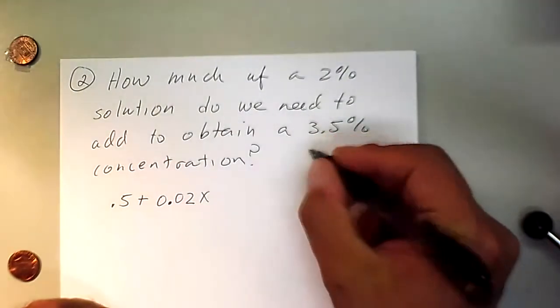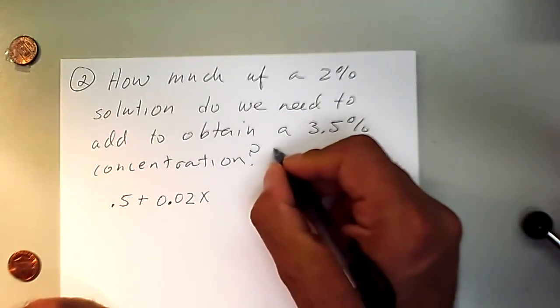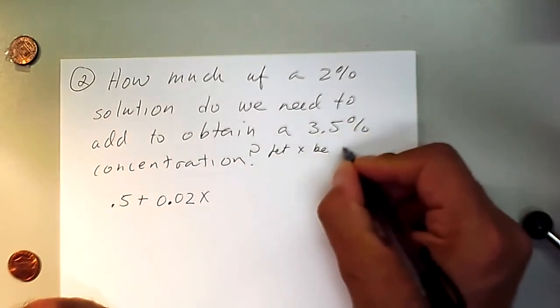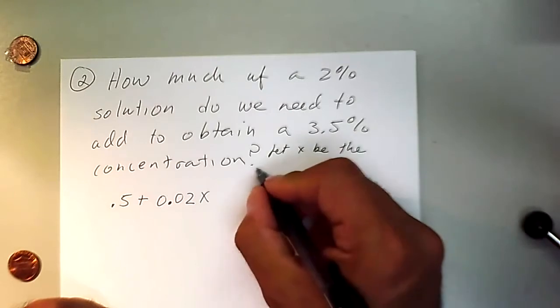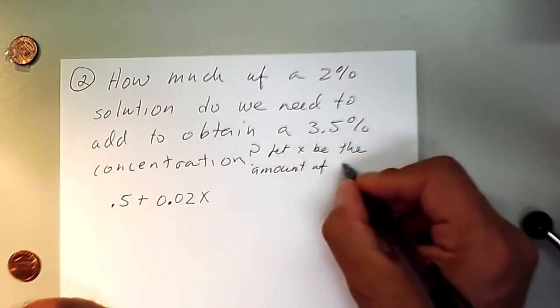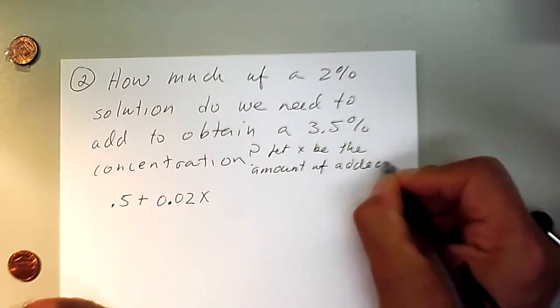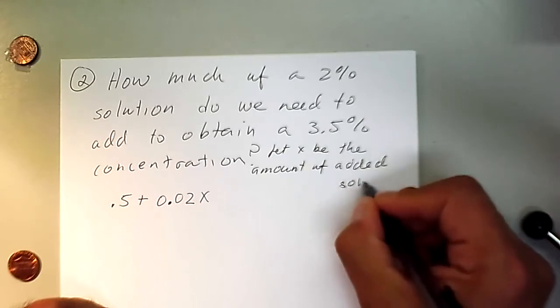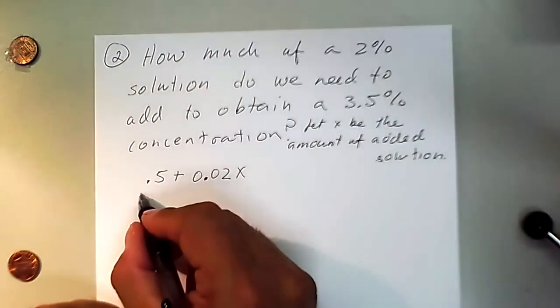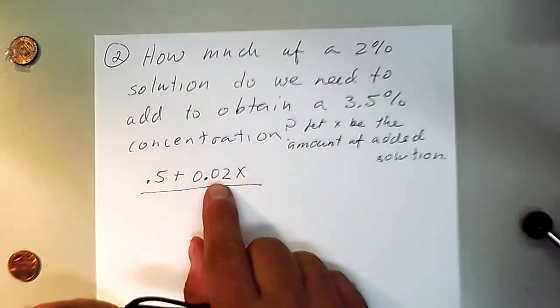We should write it down ahead of time. I keep forgetting to do that. Let X be the amount of added solution. There we go. Okay. So that is the pure chemical point.